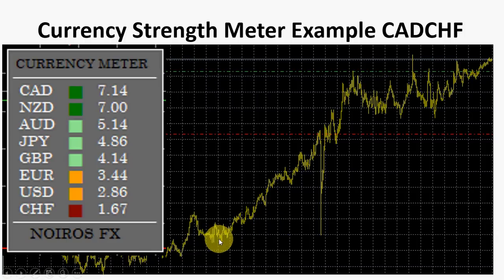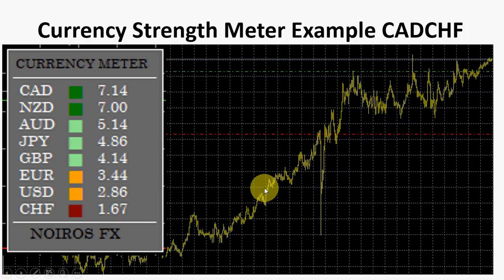So you buy into a pullback with 10 pip profit and 5 pip stop loss. You continue to do this all day long, and keep on checking whether the strength has changed. When Canadian dollar is no longer strong, you will stop trading.